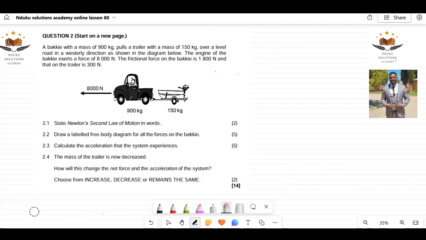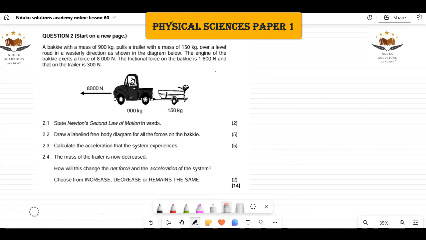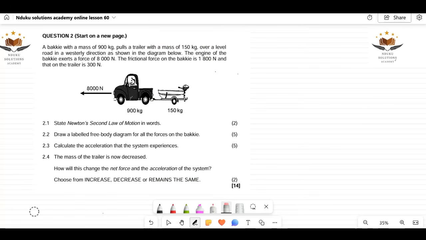Today we'll be dealing with your physical science paper 1. So we'll be making use of your June examination that was written in different provinces, so that we can actually see how far we are as far as our preparation is concerned. Remember, we'll be writing preparatory examination very soon, so we just want to revise what we did in term 1 and term 2.